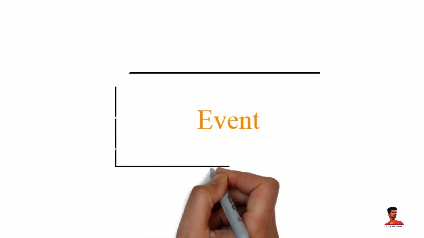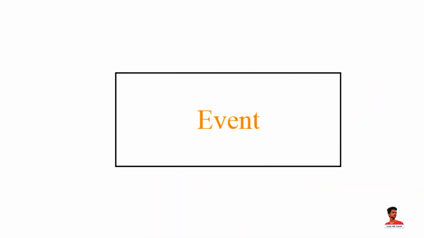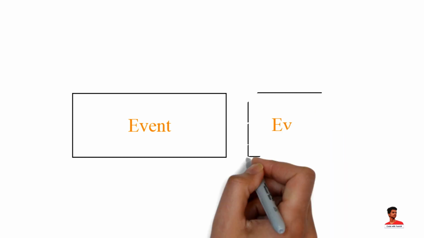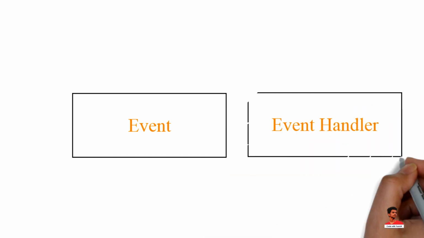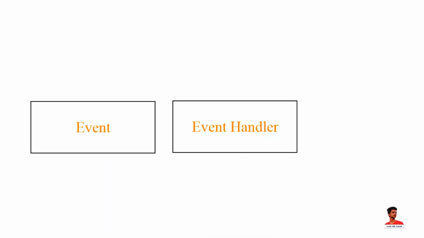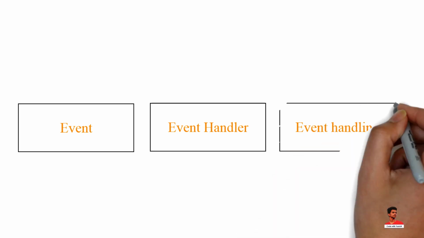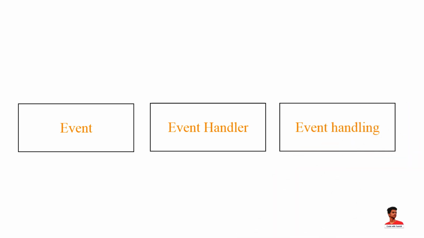Changing the state of an object is known as an event. The code which gets executed in response to an event is known as event handler. The mechanism of responding to events is called event handling.